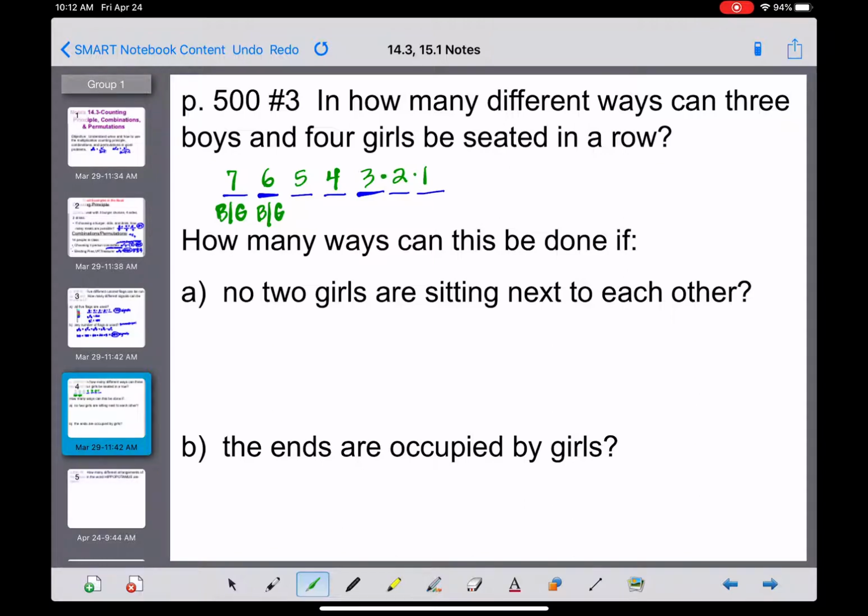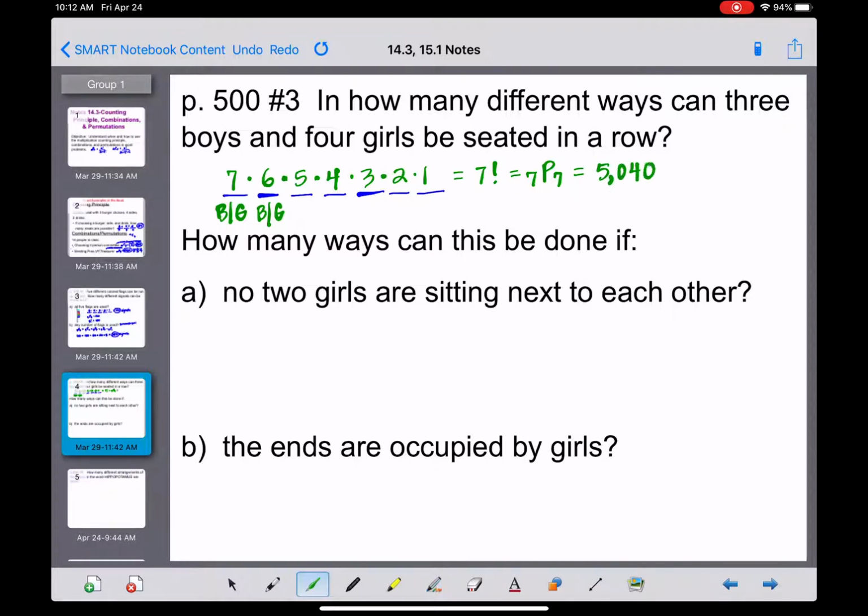And again, we're going to multiply because we want a boy or a girl, and then the next seat a boy or a girl, and the next seat a boy or a girl. So that word "and" is implying multiplication. So this would be the same thing as 7 factorial. This would also be the same thing as 7 permutations of 7. If you thought about it that way, any of those would be correct.